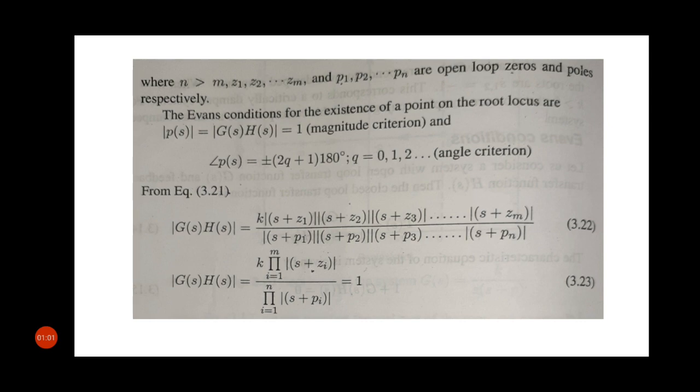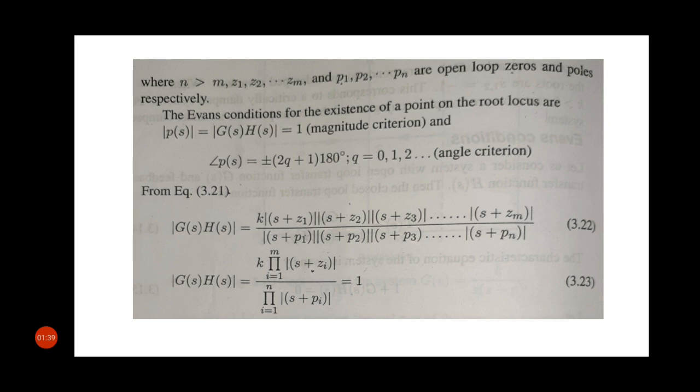Now we have already seen in the previous lecture that there are two conditions. One condition is modulus of G(s)H(s) equal to 1. This is called the magnitude criteria. The second condition is angle of G(s)H(s) equal to plus or minus (2q+1) times 180 degrees, where q equals 0, 1, 2, 3 and so on. This is called the angle criteria.